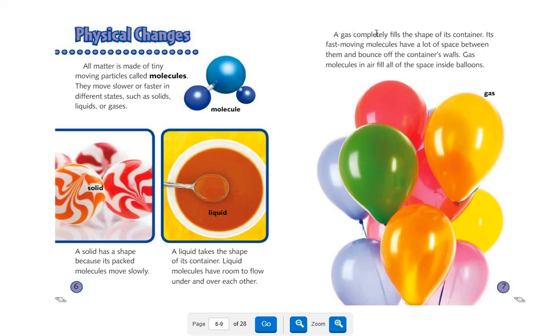A gas completely fills the shape of its container. Its fast-moving molecules have a lot of space between them and bounce off the container's walls. Gas molecules in air fill all of the space inside of a balloon. So inside of that balloon there is probably helium gas. All the little helium atoms are bouncing around at really high speed inside that balloon with a lot of space in between them.